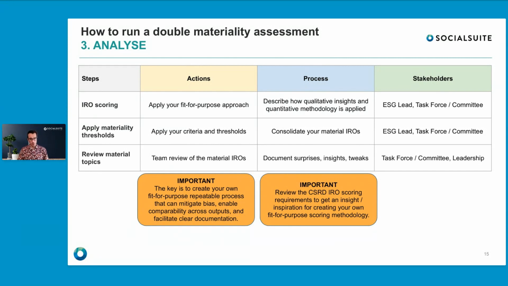Now, if you want to learn a little bit more about how you potentially could do the IRO scoring, CSRD has some further details. So you can do a bit more of a deep dive into CSRD and look at some of the criteria they said that you can use. Exactly what scores you apply to them is up to you. So it's always useful to look at that to get an insight or inspiration for creating your own fit for purpose scoring methodology. Now, if you have to do CSRD double materiality, definitely make sure you follow the steps from CSRD because that is required.